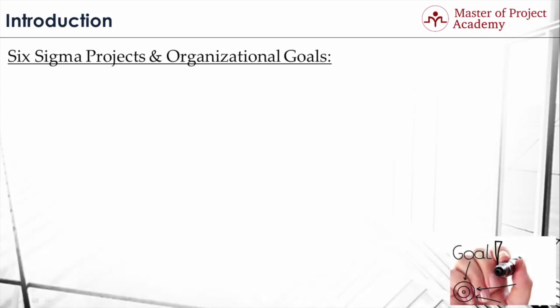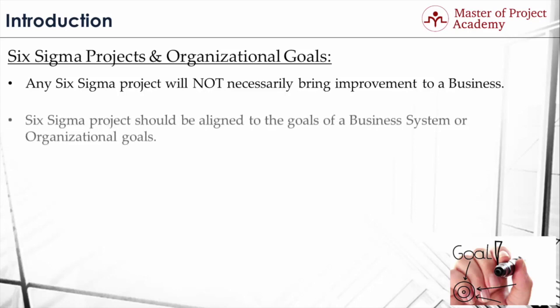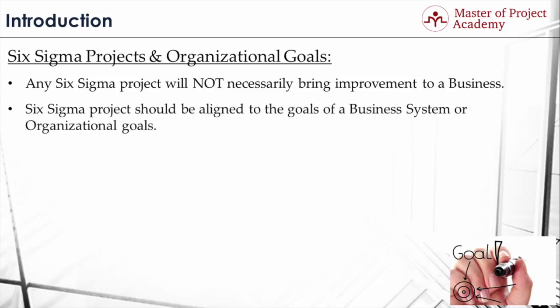Six Sigma projects and organizational goals. In a Six Sigma project, members of an organization are assigned specific roles to play. This highly structured format is necessary in order to implement Six Sigma throughout the organization. Any Six Sigma project will not necessarily bring improvements to a business. A Six Sigma project should be aligned to the goals of a business system or organizational goals. Six Sigma projects must align to the organizational goals, short and long term.